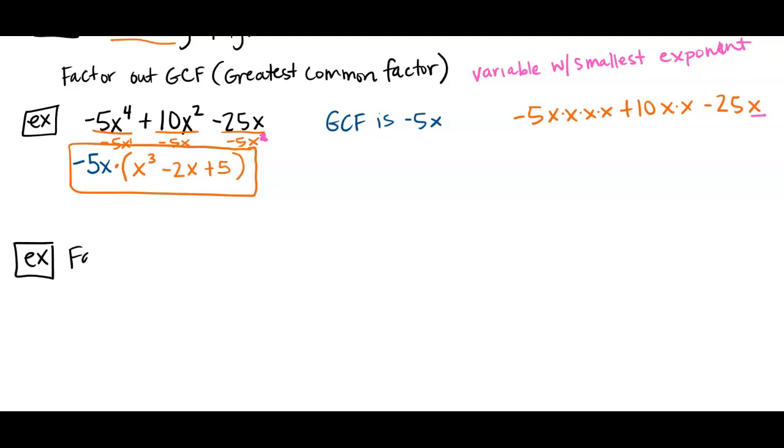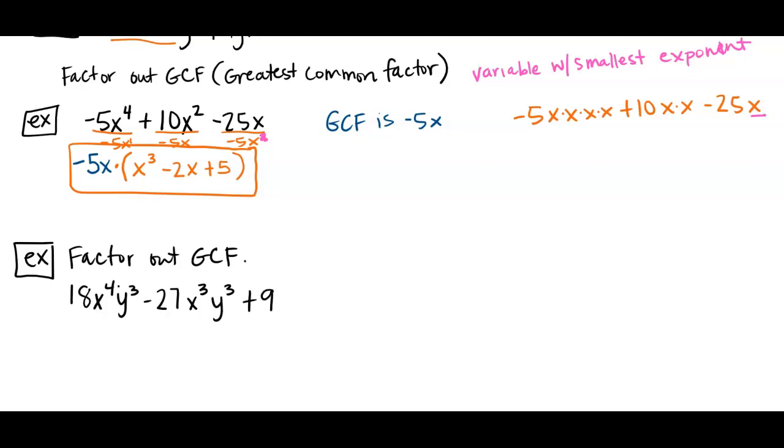So if I ask you to factor out the GCF, here's my instructions, of 18, let me change this, x to the 4th, y to the 3rd, minus 27, x to the 3rd, y to the 3rd, plus 9, x squared, y to the 3rd.